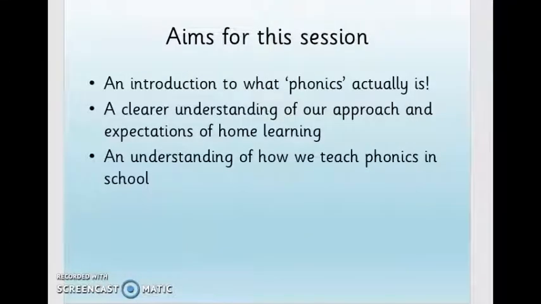In this workshop, we will be talking about what phonics actually is. We'll be giving you a clearer understanding of our approach and expectations of home learning. And we will also be talking about how we teach phonics in school.